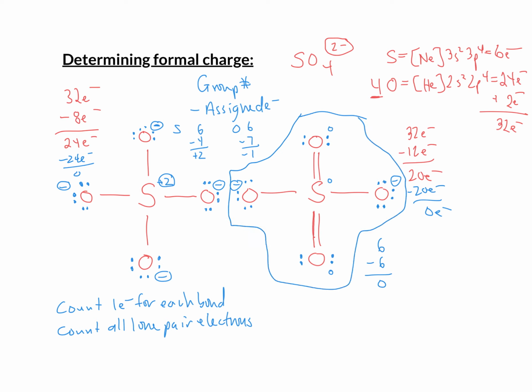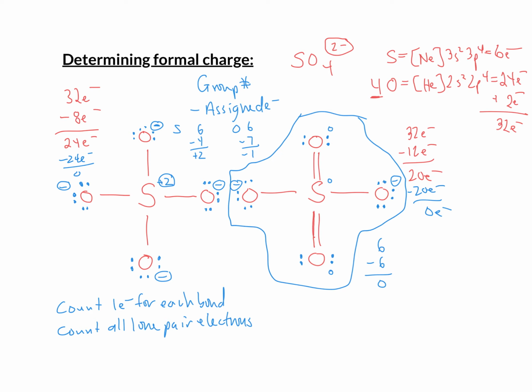I have violated the octet rule for sulfur, but that's fine because sulfur has access to d orbitals and can accept more than 8 electrons. But that's how I would know to form a double bond. When I have 2 opposite charges adjacent to each other, I can get rid of this charge by bringing a pair of electrons down to form a double bond, and then bring another pair of electrons down to form another double bond. We could have gone through another structure where I only had 1 double bond in the molecule.